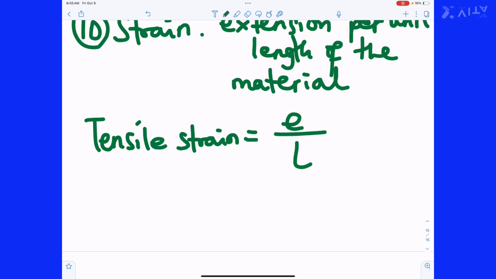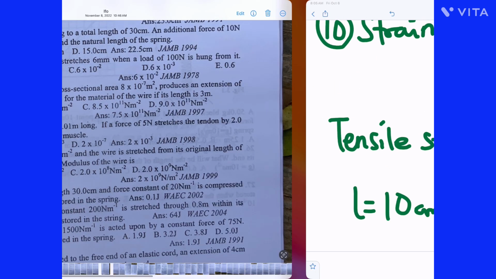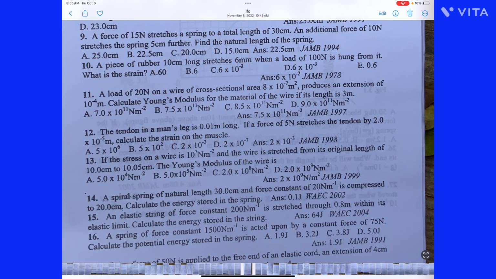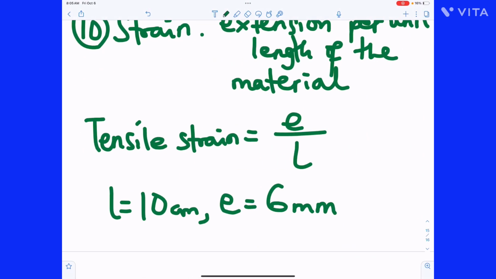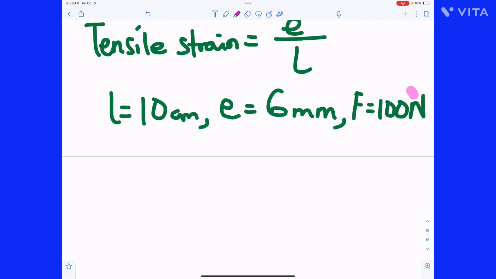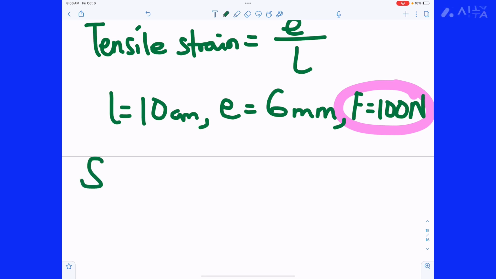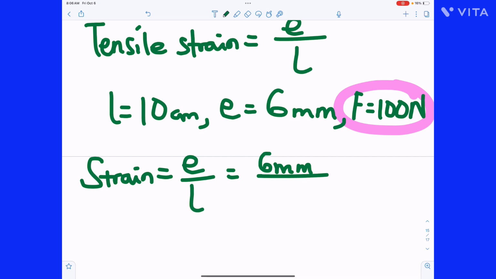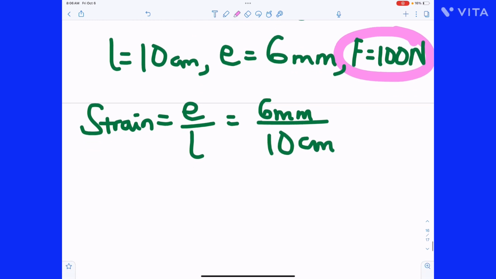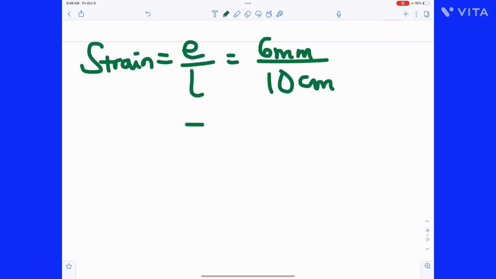So here, in this question, the original length of our material is 10 centimeters. The extension produced when it is extended is 6 millimeters. 10 centimeters long, stretches 6 millimeters when a load of 100 newtons is hung from it. The load that causes this extension is 100 newtons. But we actually don't have any business with 100 newtons if we need strain. So I'll just say tensile strain is extension over original length. That's 6 millimeters over 10 centimeters. But do it well. You can't divide millimeters by centimeters, except you either change both to centimeters or change both to millimeters, any one you choose. But I think I'll find it easier if I change 10 centimeters to millimeters.